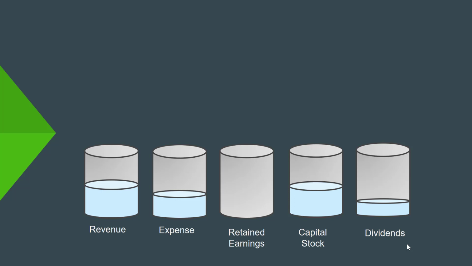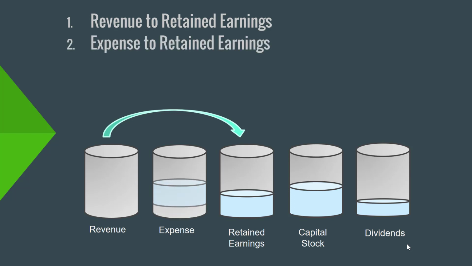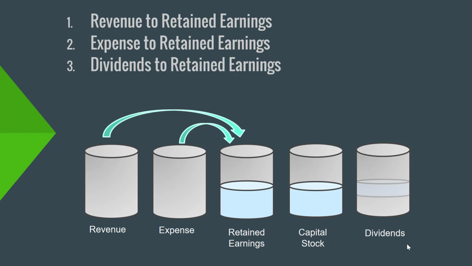So here are the 3 entries that we'll need to make to close out a corporation and prepare its books for a new year. The first adjustment is to take all of our revenues and empty out that jar into retained earnings. So just imagine taking that cup of water and pouring it out into retained earnings, and now the revenue cup is empty. The second adjustment will be to do the same thing for all of our expenses. We'll empty out that cup of expenses and dump it into our retained earnings glass. And then the third step is to take dividends and dump it into retained earnings as well.